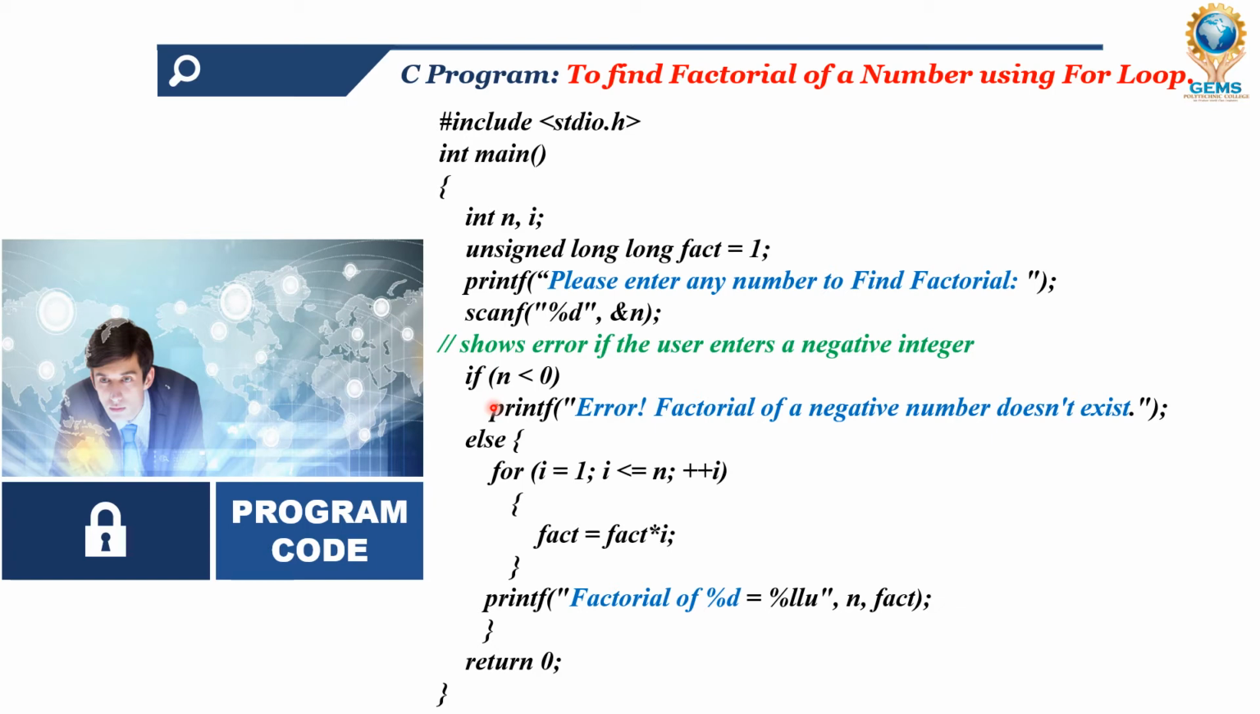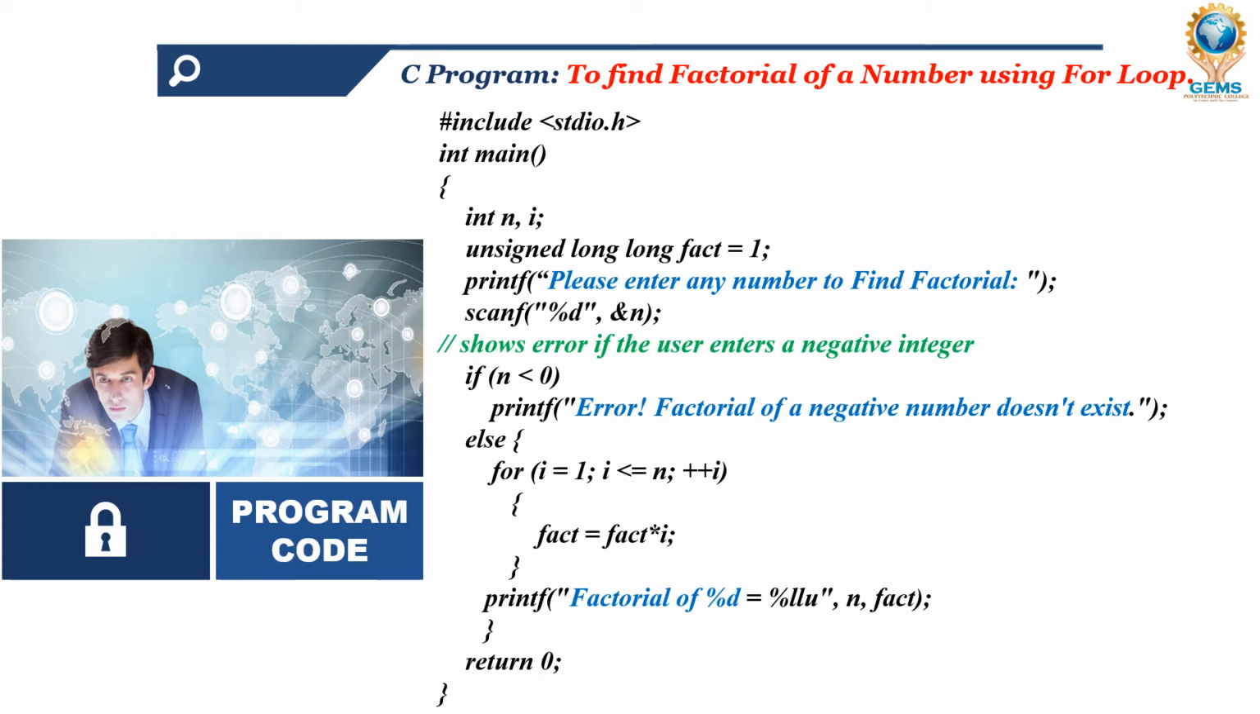Now I use an if condition here. If n is less than 0, that means if the value of n is negative, then the factorial of a negative number does not exist, as I told you during the mathematical concept of finding the factorial of a number. So here itself the condition is checked, if less than 0, then no factorial for that number. Else if n is not less than 0, then we have a for loop here. So i equal to 1, i less than or equal to n, i plus plus. So here the incrementation will be there.